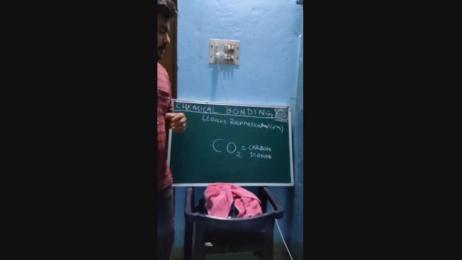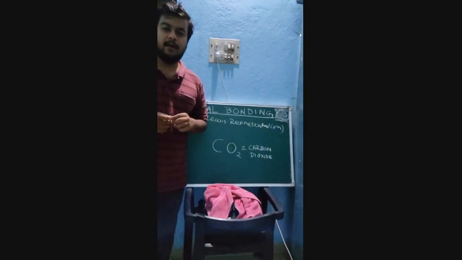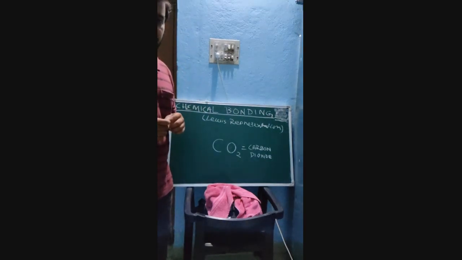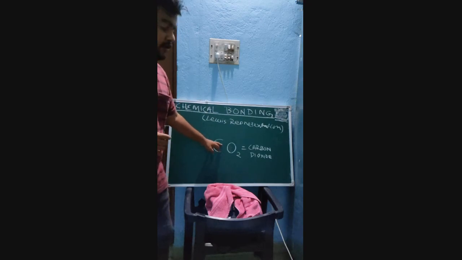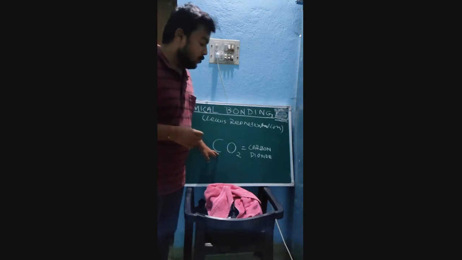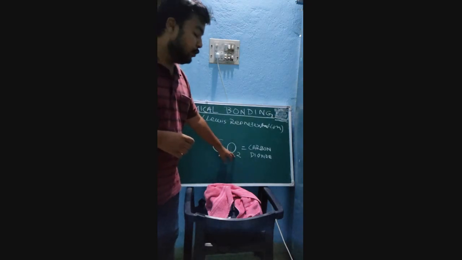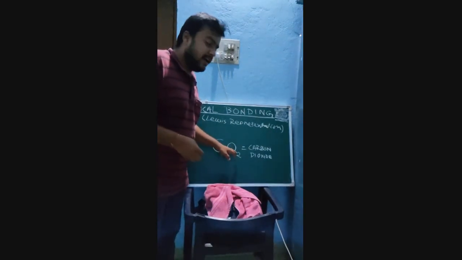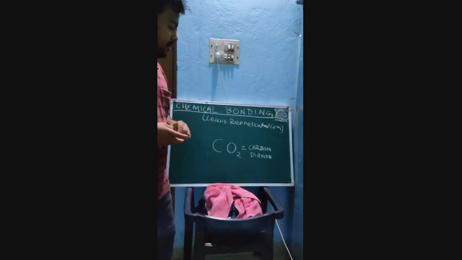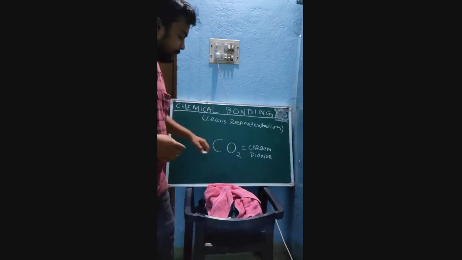Hello students. So today we will see one more example of Lewis representation of a molecule. So now let's talk about the molecule carbon dioxide or CO2. It has one carbon atom and two oxygen atoms. So let's see how it is represented in the Lewis representation.